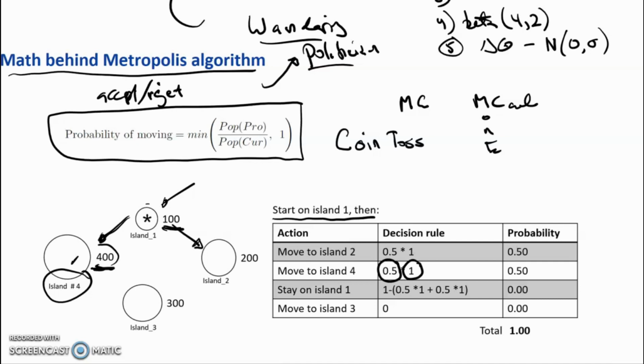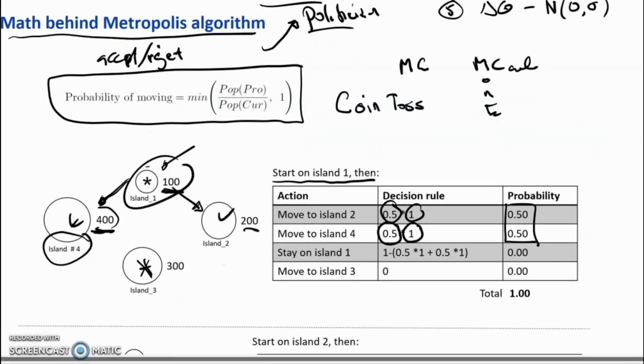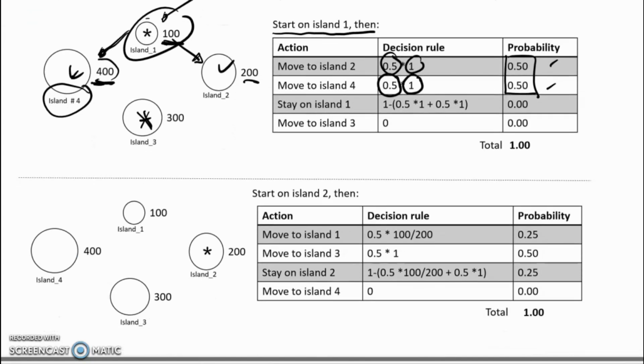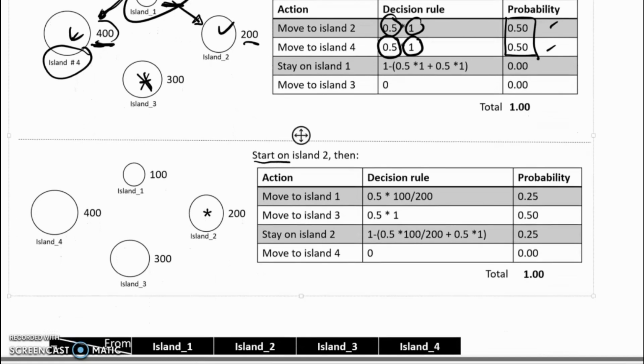The probability of moving to island 2 is 0.5 because of the coin flip, times 1 because this population is greater than that population. Those are the only two possibilities. It can't move to here, and because both of these are greater than this, it can't remain on the first island. So at the end of the first day, 50-50 chance of being on those two islands, we'll just randomly select one. Let's say it happens that the politician is on island number 2.